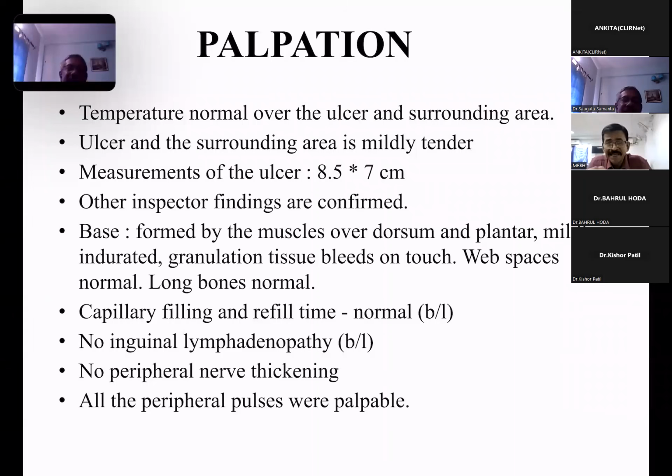Exactly. Secondly, examination for neuropathy. You say no peripheral nerve thickening. That happens in Hansen's. But in a diabetic patient, for assessment of neuropathy, you have to assess for sensory and motor neuropathy. So for that, you need to examine the patient.